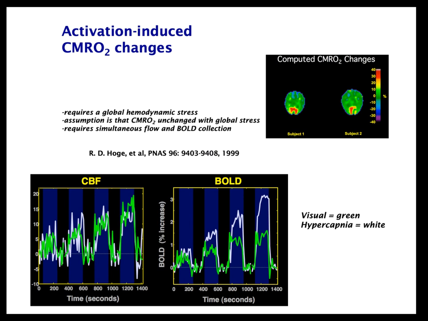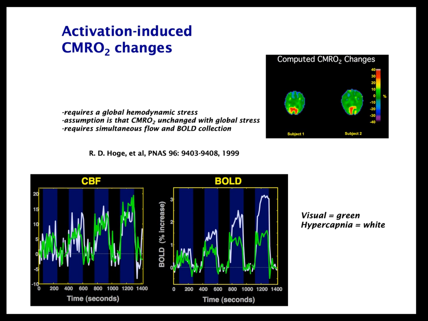What you can do, and this was actually pioneered by Tim Davis at MGH in 1998, and Rick Hoge, who was at MGH and is now in Montreal, who did this in 1999, is this: you collect perfusion imaging and BOLD imaging data simultaneously. And in two separate runs, you give a CO2 stress of different amounts, and you measure the ratio of flow to BOLD. The ratio of flow to BOLD is completely unaffected by the change in metabolic rate, because there's no metabolic rate change when you give CO2. That causes the global flow change, but it doesn't cause an increase in CMRO2.